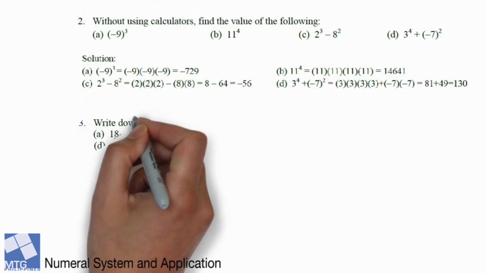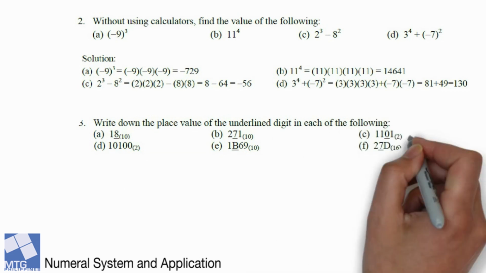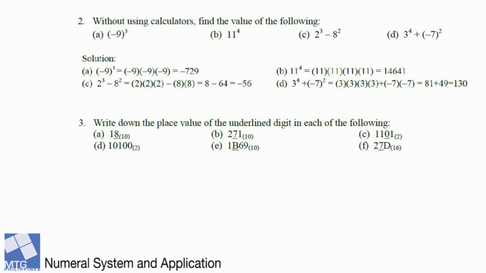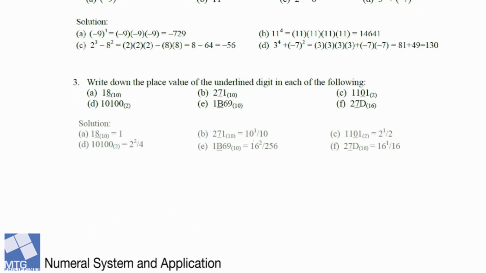For item number 3, we are asked to write down the place value of the underlined digit in each of the following. For items like this, we need to consider two things. First, determine the underlined digit and determine the base. So for item number 3A, we have 18 base 10 with the underlined digit 8. So considering the place value, we will simply have 10 raised to whatever is the position of the underlined digit minus 1. So we will have 10 raised to 0. So meaning this is equal to 1.